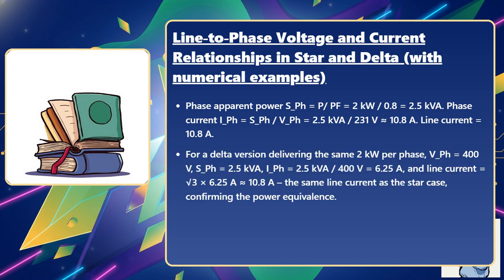For a delta version delivering the same 2 kilowatts per phase, V sub PH equals 400 volts. S sub PH equals 2.5 kilovolt amperes. I sub PH equals 2.5 kilovolt amperes divided by 400 volts equals 6.25 amps, and line current equals square root of 3 times 6.25 amps, approximately 10.8 amps, the same line current as the star case, confirming the power equivalence.